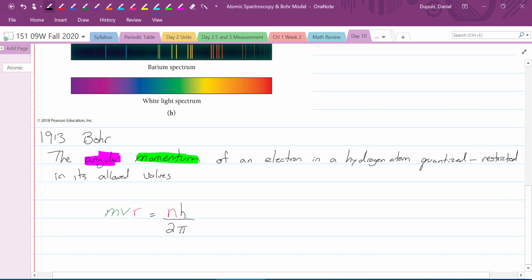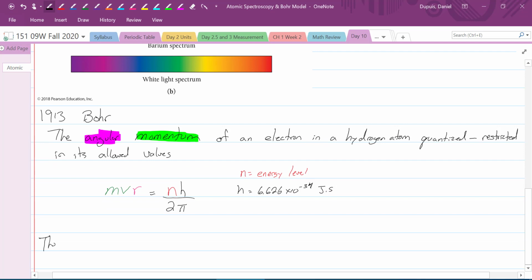So N is the energy level. Let me define that. h, of course, is 6.626 times 10 to the negative 34 joules times seconds, Planck's constant. So the electrons are only allowed in certain orbits, and that's okay.